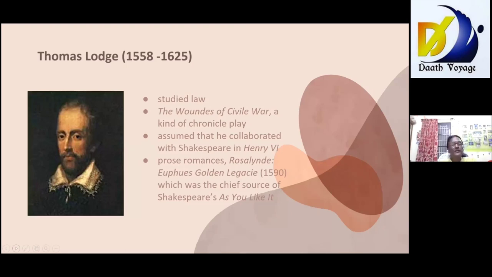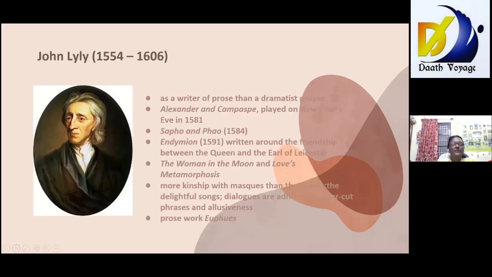Then comes John Lyly, 1554 to 1606. He is known as a writer of prose rather than a dramatist proper. I told you many of the University Wits started concentrating on prose, and he is one. He is better known as a writer of prose. The play Alexander and Campaspe was written for performance during New Year's Eve in 1581. So that is the first play he has tried. And then comes the second play in 1584, Sappho and Phao.